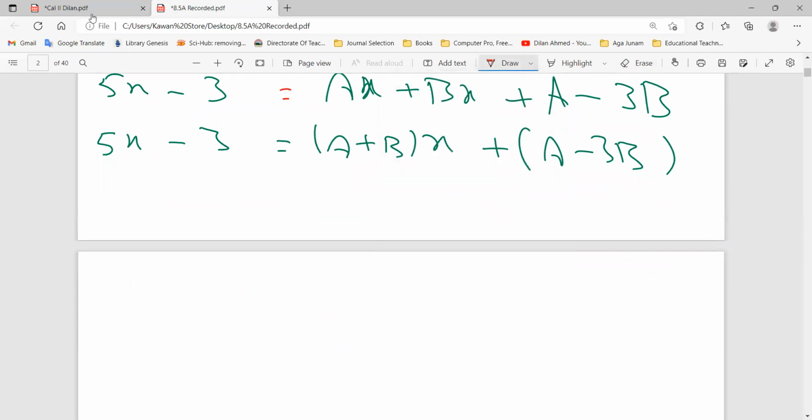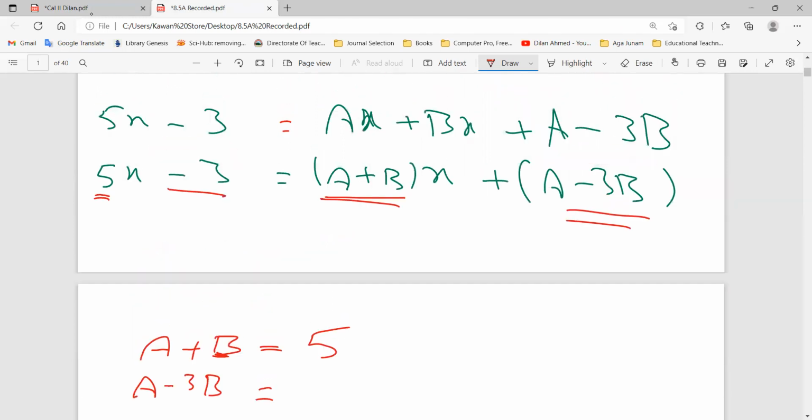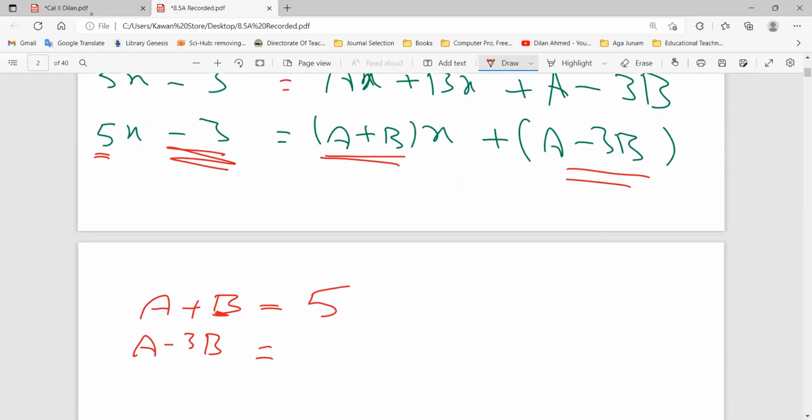Okay. So now, which things with x? On the left side, I just have 5. Which things with x on the right side? A plus B. That's why I say A plus B equals 5. Now you got it? Now, which thing is alone without any x? Here I have A minus 3B equal to what? To the left side. Here, without x, I just have minus 3. You got it?